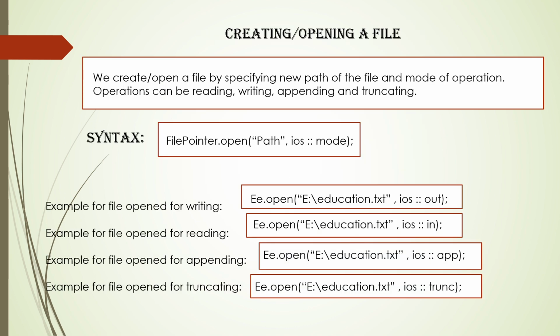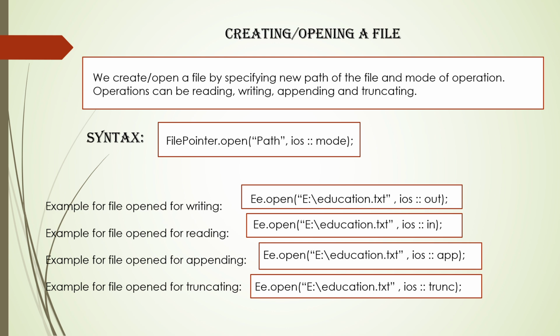First is creating or opening a file. We can open any file if we know the path of the file, that is, if we know where the file is located in your system, and the mode of operation, that is, what you want to do in that file. See the syntax here: file pointer dot open. Open is the function here, and in that function you have to pass two arguments, that is, path and mode of operation. See, the path should be in double quotation marks and the mode should be written like ios scope resolution operator, that is, two times colon, and then the mode.